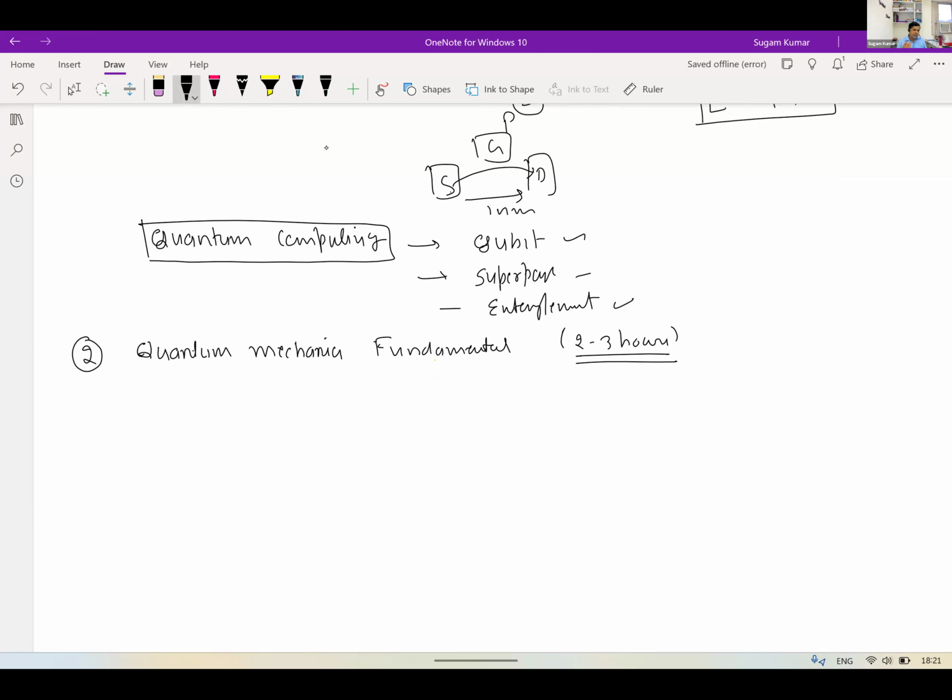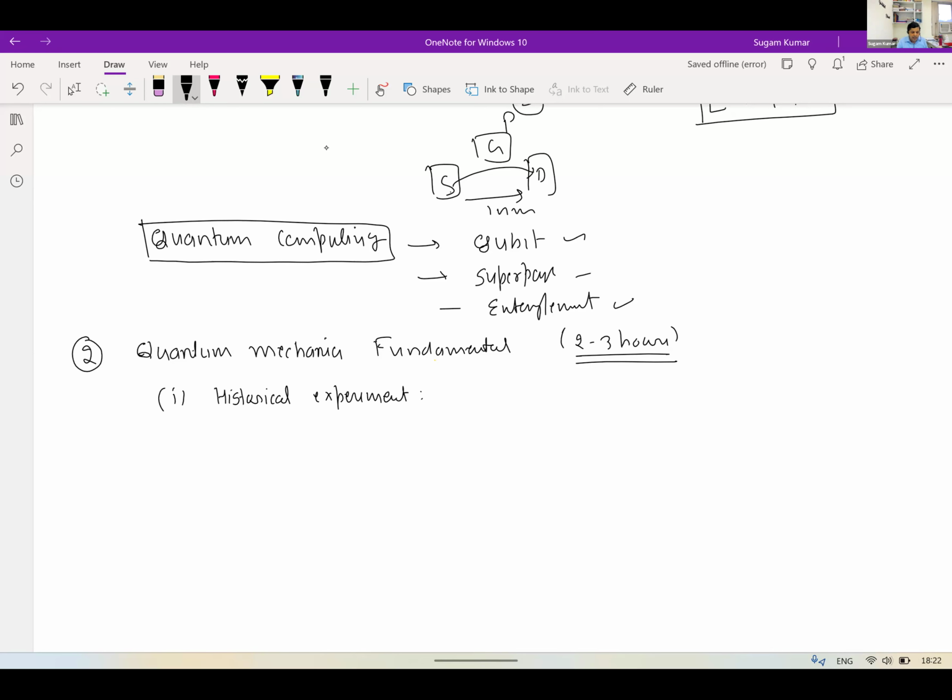Although I will start with the very basics, I will try to explain how quantum mechanics came into the picture. So maybe here we can also talk a little bit about historical experiments. I will just give a brief overview. I will not discuss it in detail.